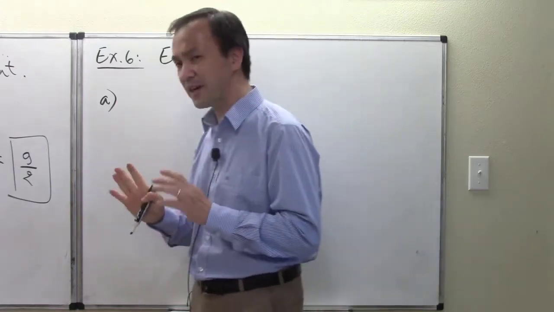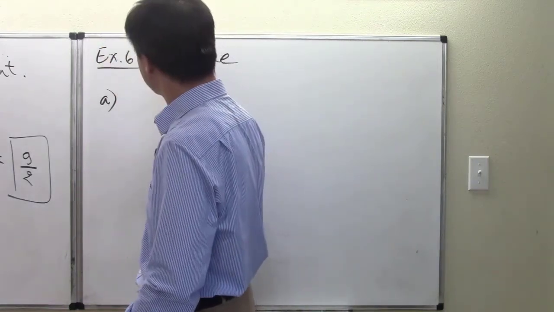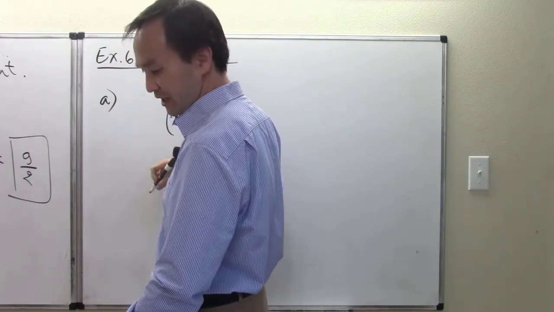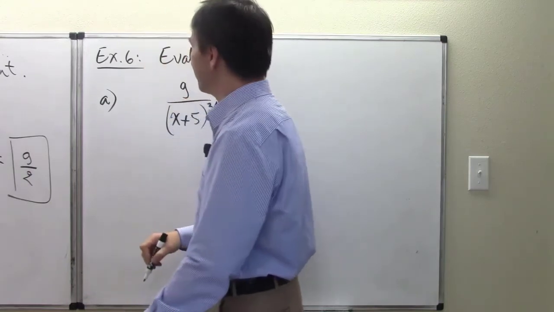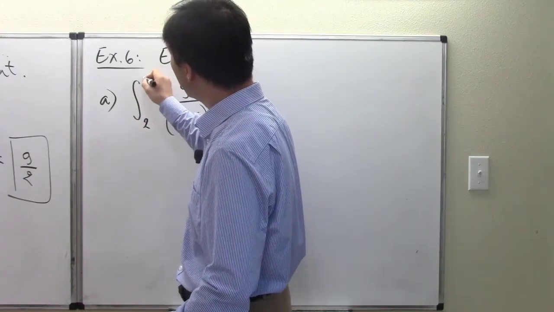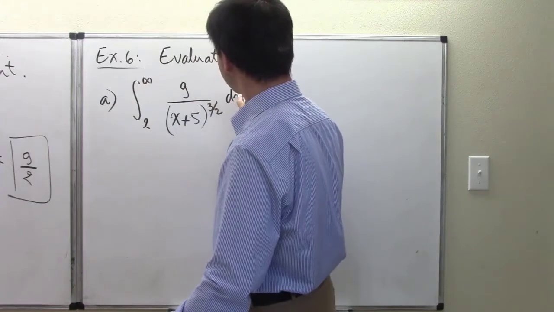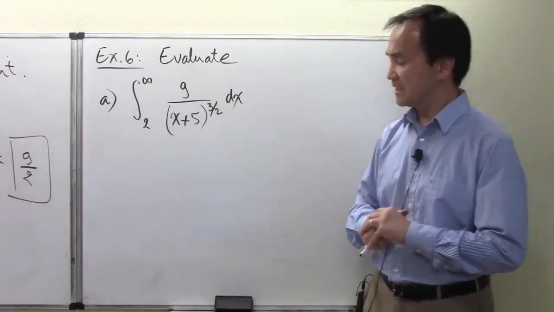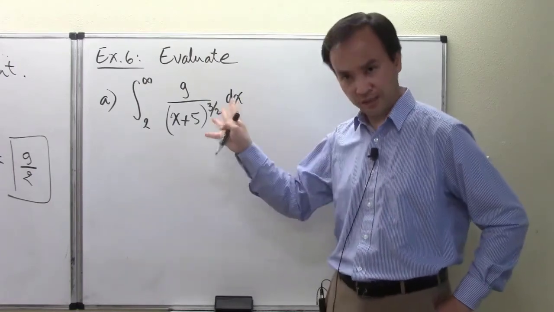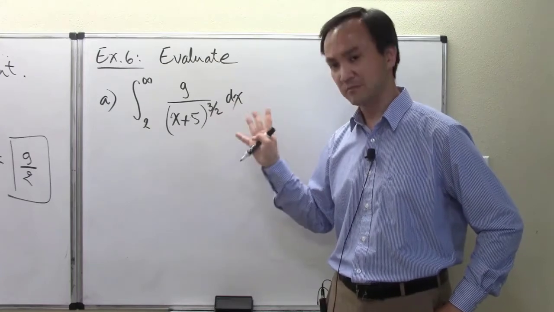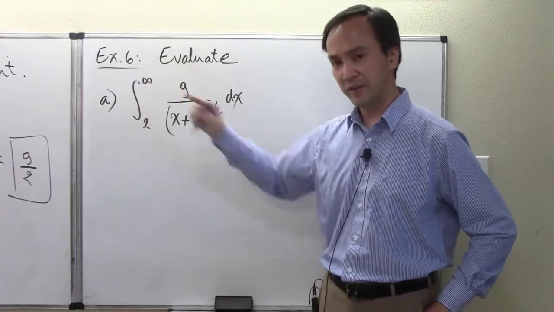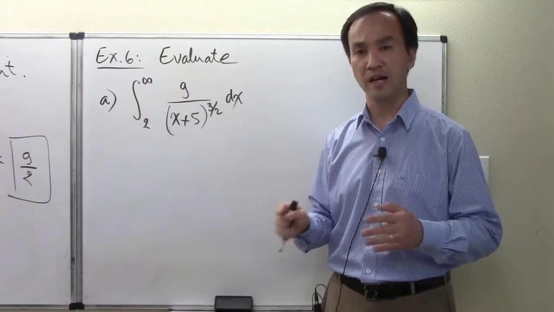Now let's first write down the problem. The function is 9 over (x plus 5) to the 3/2 power, and I want to take the integral from 2 to positive infinity. As far as getting comfortable with identifying the integral, this is clearly an improper integral, and the interval of integration involves positive infinity. So that means we're looking at a type 1 improper integral.